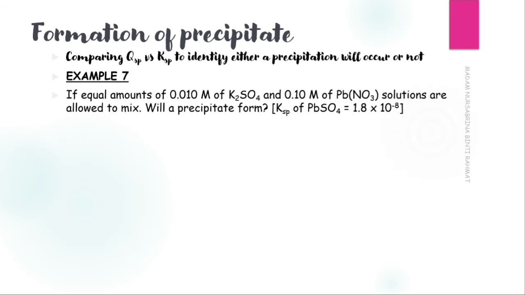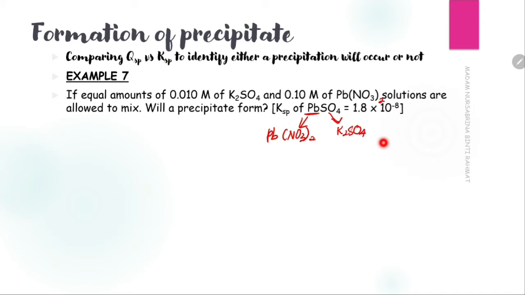So let's now try to find out whether a precipitate will form or not based on mixing two different solutions. We are going to mix potassium sulfate with lead nitrate, and from the reaction we're going to form lead sulfate. Lead comes from the lead nitrate, Pb(NO3)2, whereas the sulfate ion comes from the potassium sulfate, K2SO4.